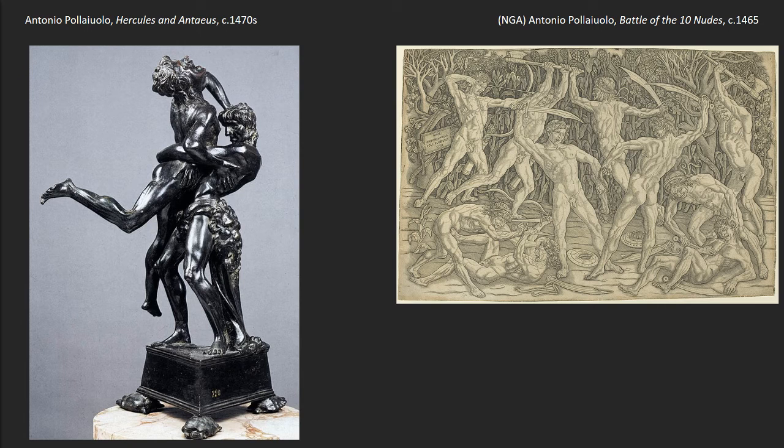So you can see from these that his understanding of anatomy is really pretty strong. And what he's showing us with the Battle of the Ten Nudes is his ability to render the human body engaged in strenuous activity. And that's what he does in most of his paintings and sculptures as well. Right? Strenuous action of the human body.